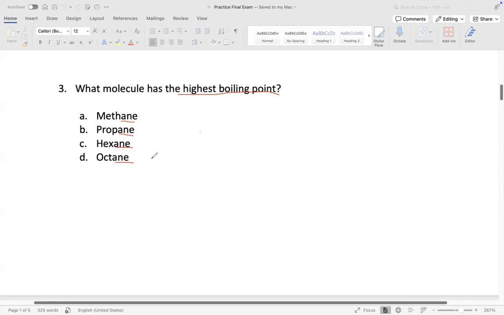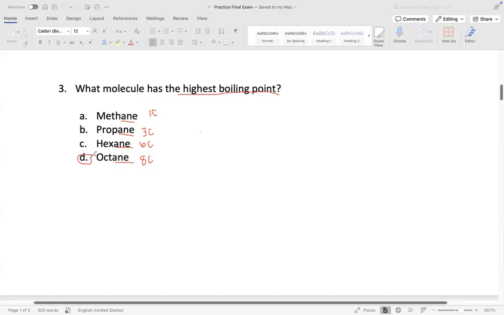When you have them all of the same functional group, you want to go with the one that has the most carbons in it. So methane is going to be a one carbon molecule. Propane is meth, eth, prop, 3 carbons. Hex is 6. And octane is 8 carbons. And so the molecule with the highest boiling point is going to be octane because it has the most carbons. So we only default to that rule when they're all the same functional group.